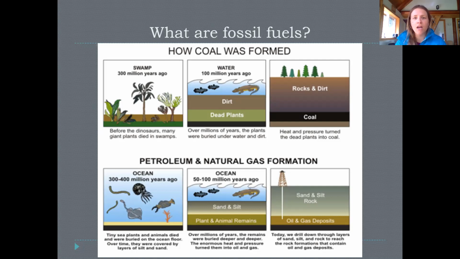On the other hand, petroleum and natural gas were primarily formed in the ocean. In this case, it's little plankton, these tiny critters that swim around in the ocean, and they were similarly buried on the ocean floor underneath layers of different kinds of sediment. They have been pressurized and heated by contact with the earth, disconnected from oxygen as well, and they have turned into oil and gas deposits.